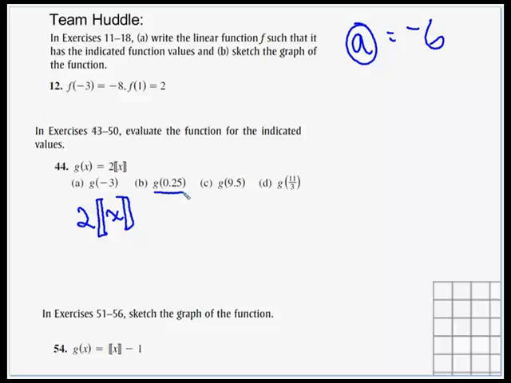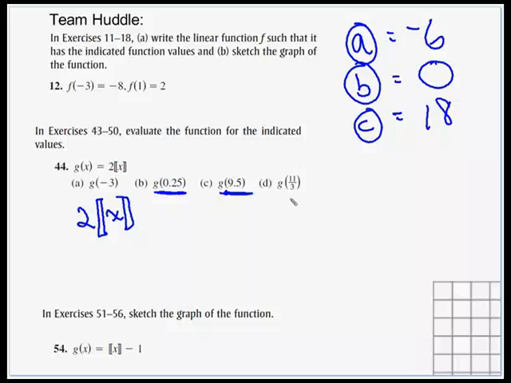For B, 0.25. If we plug a 0.25 in there and round it down, that would round down to 0. 2 times 0 is 0. 9.5. We would round that 9.5 down to 9. 2 times 9 is 18.